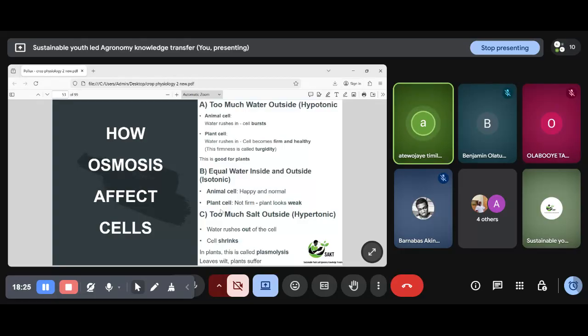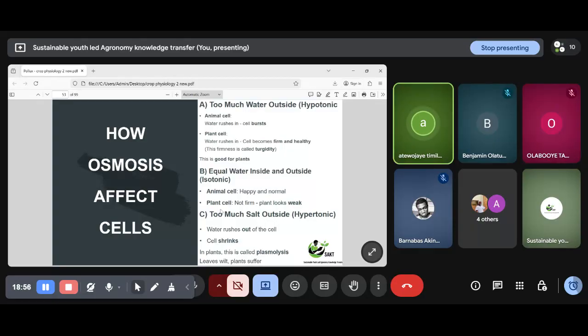But let me put it this way: if you are pumping water into a human being, that person at the end of the day is like someone that drowns. The cell, everything will burst. I'm just using that as an example. But for a plant cell, if water rushes in, the cell becomes firm, because they need that water to become firm. If there is no water inside your plant cell, the plant will wilt.